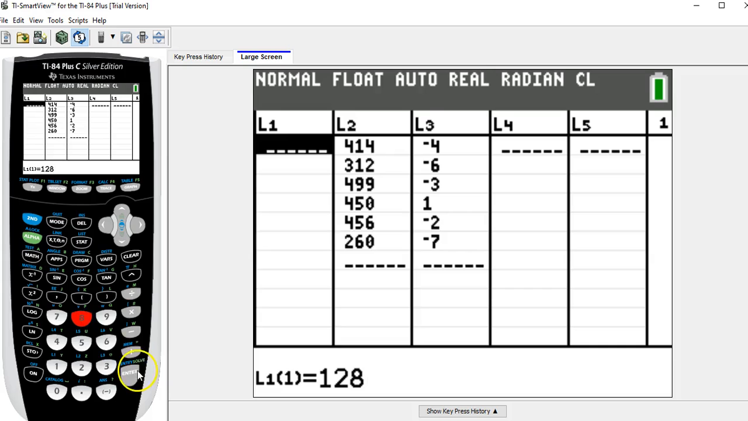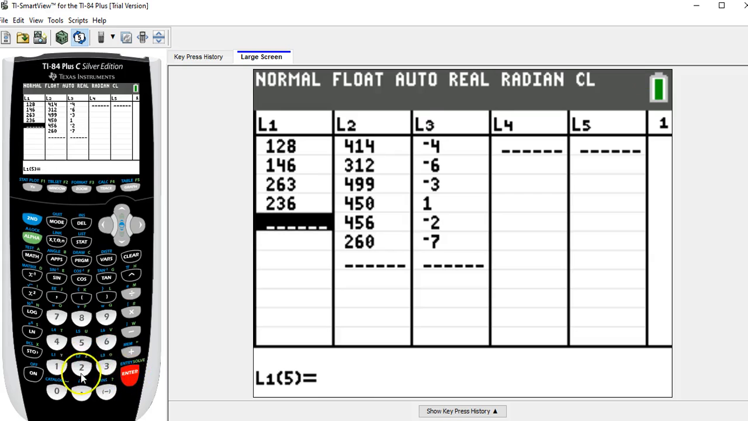128 is the first number. 146 is the second number. 263 is the third number. 236 is the next number. 121, 86, 123, and 296. When you're entering a bunch of numbers in the calculator, I would always double check to make sure I didn't make a mistake. I'm looking now.